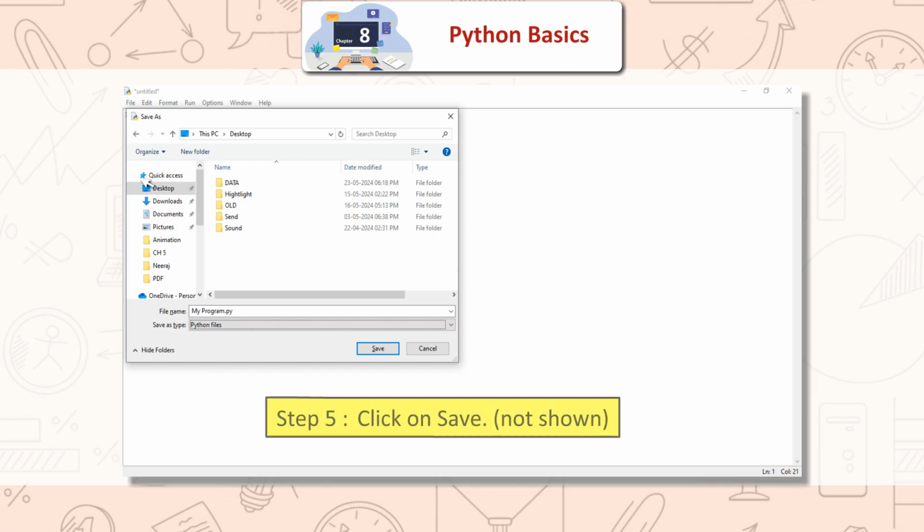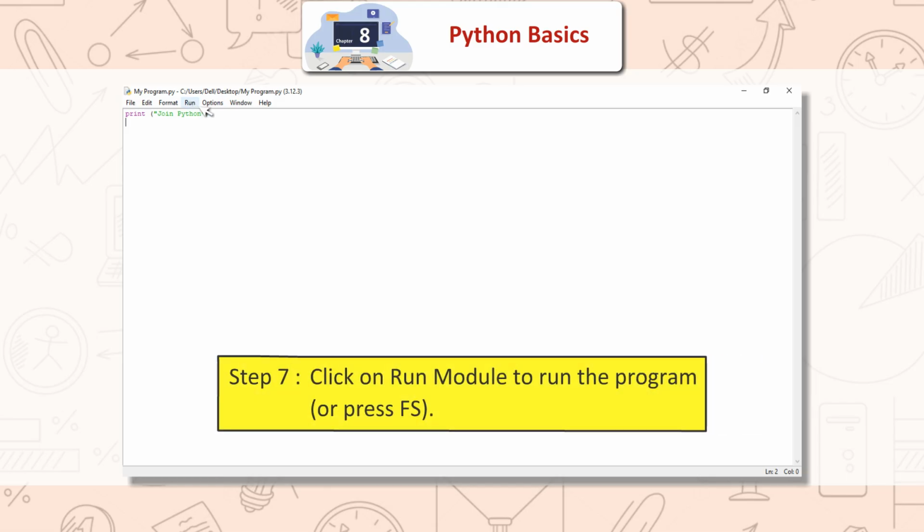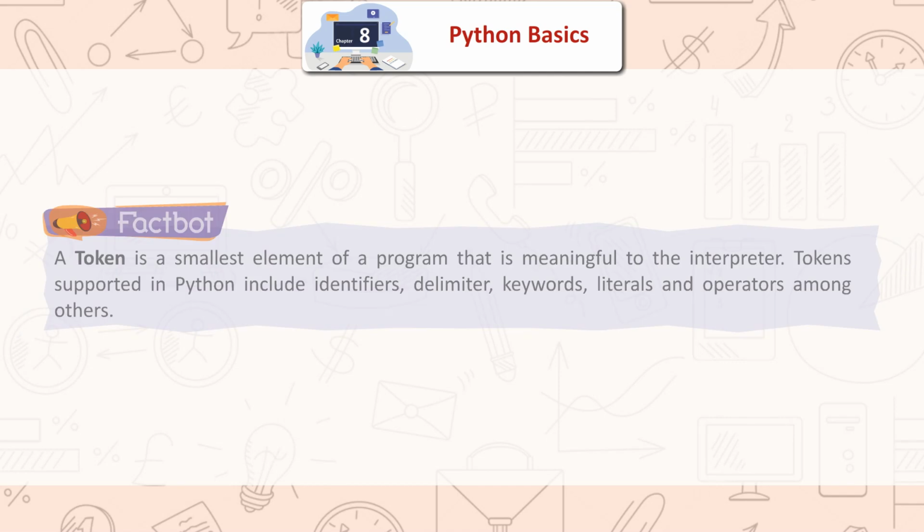Step 5. Click on Save. The new file name appears on the title bar. Step 6. Click on Run menu. Step 7. Click on Run Module to run the program or press F5. Now if we close the shell window but leave the myprogram.py window open and then choose Run > Run Module, the Python shell reappears and our program runs again. After saving and running our program, we can close the program by clicking on Close option in File menu.